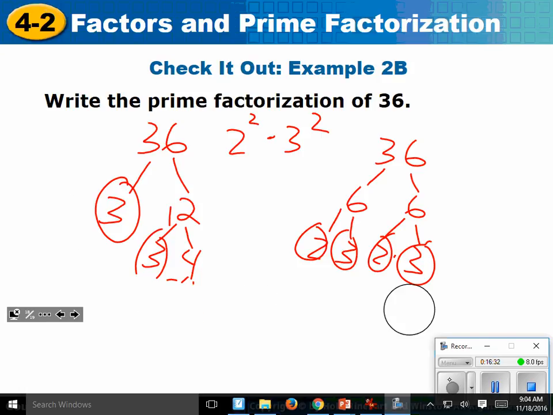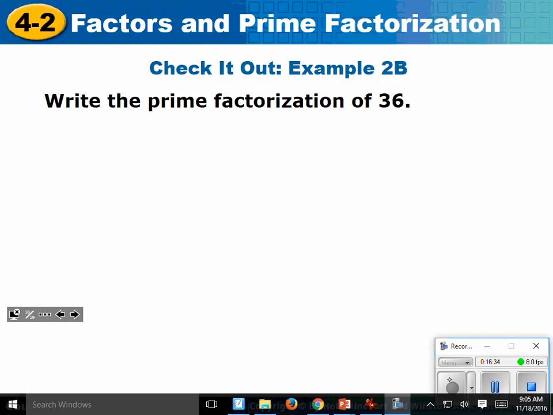Here, I'll give you one more just for fun. How about 72? Okay, 72 is 2, was it 2 to the third? Times 3 to the second.